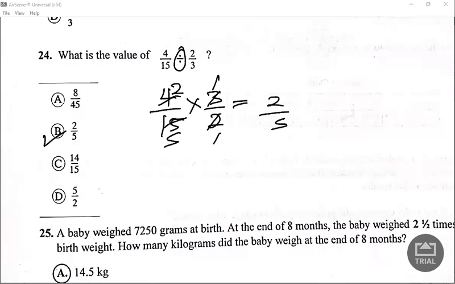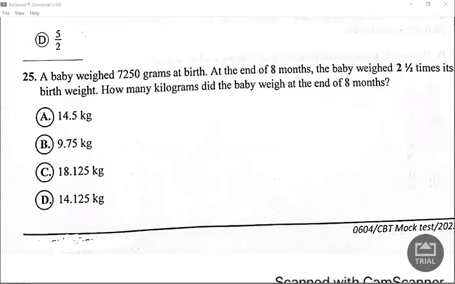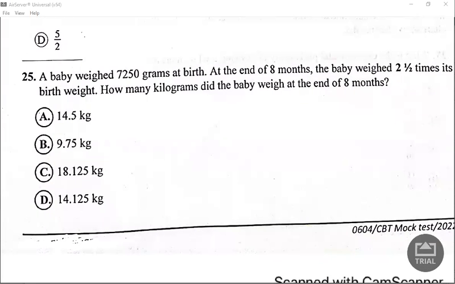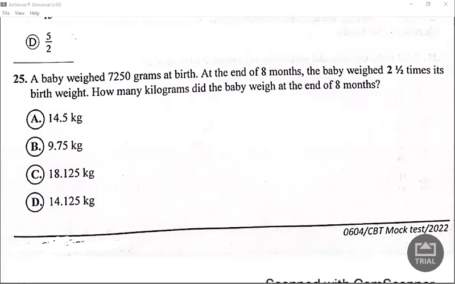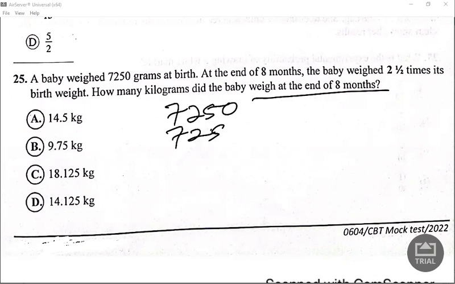Let's look at 25. A baby weighs 7,250 grams at birth. At the end of 8 months, the baby weighed 2.5 times its birth weight. How many kilograms did the baby weigh at the end of the 8-month period? Alright, so two ways we can do it: we can multiply by 2.5, or we can simply double it and then add an additional half. So half of 72 is 36 and half of 50 is 25.